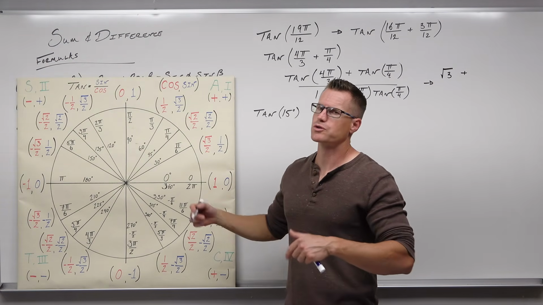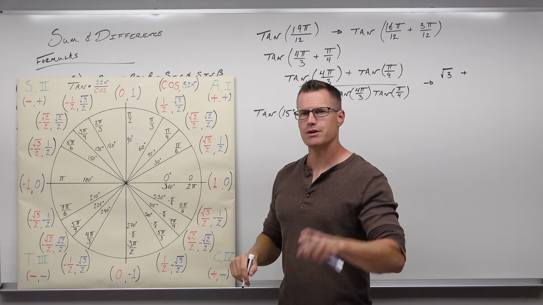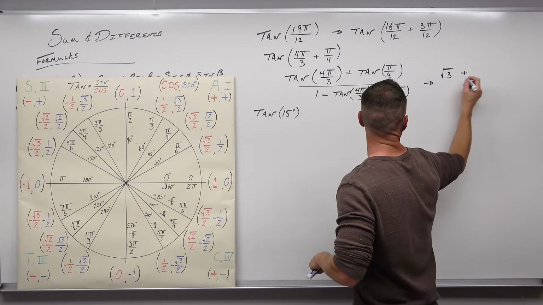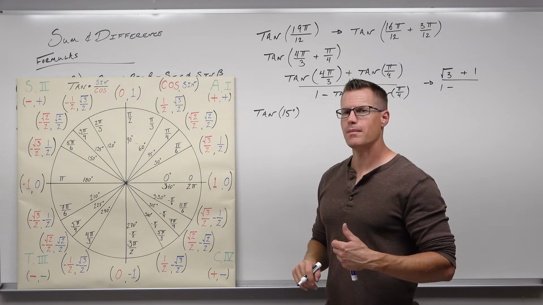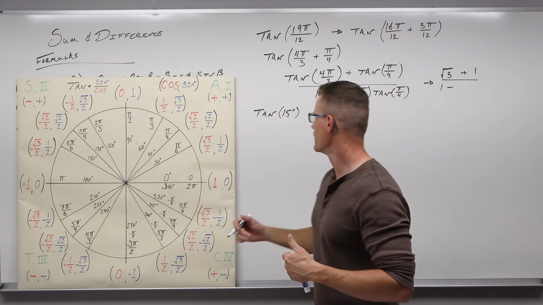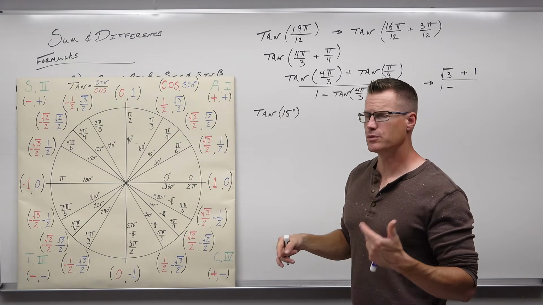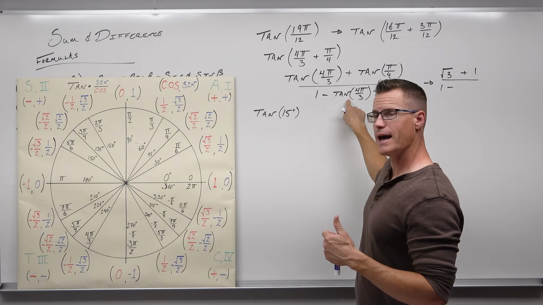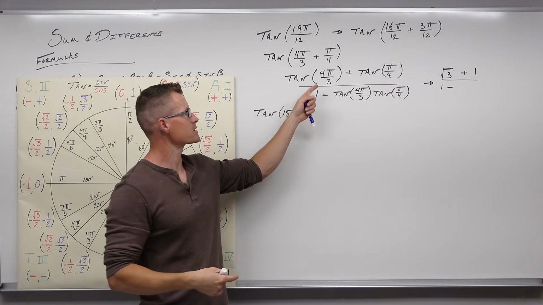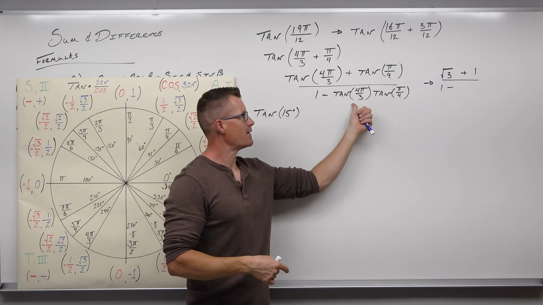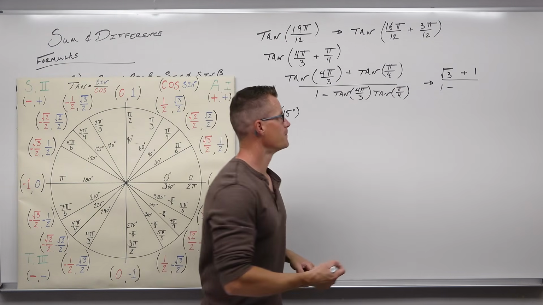Tangent of pi over 4, it's quadrant 1. Y over x is going to give us 1. 1 minus, now we multiply both of them. So we already have it though. Notice that we've already got it. We know what that is. That's the square root of 3 because we already looked it up. So that's kind of nice about this. That's the same and that's the same. That's just the square root of 3 times 1.